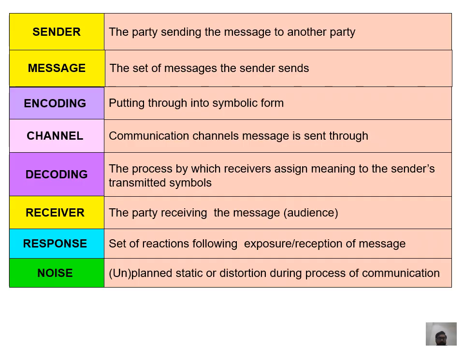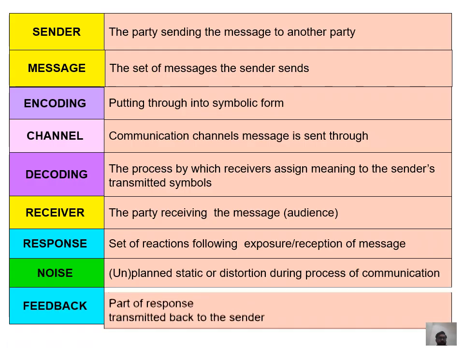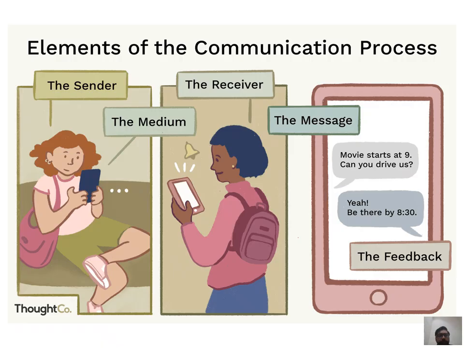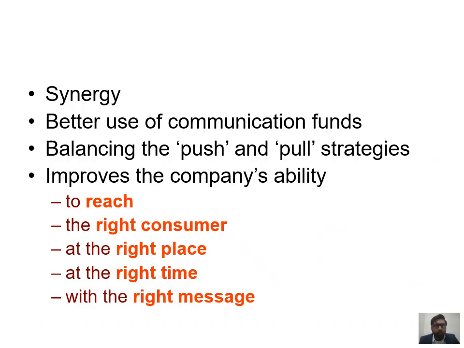Now, noise is the planned or unplanned static or distortion that exists during the process of transmission or communication. Feedback comes along with the noise. Feedback is the part of the response transmitted back to the sender by the receiver. So it is a part of the response that is transmitted from the receiver to the sender. These are the different elements or components of communication theory. On the screen, you can see one more graphic which explains the major elements of the communication process like sender, receiver, medium, the message, and the feedback.